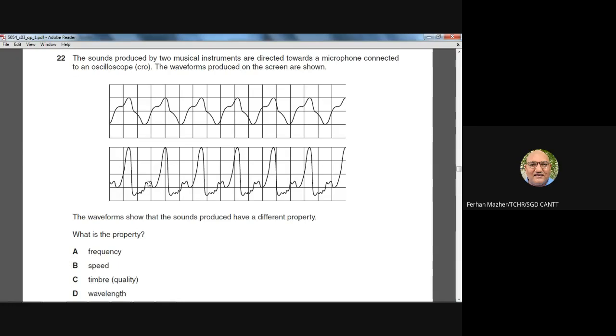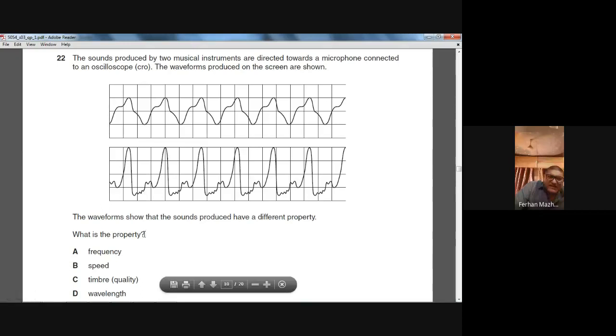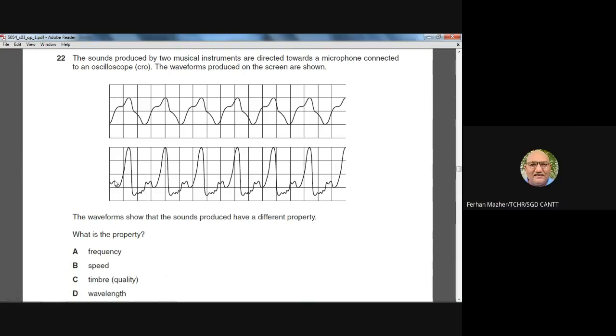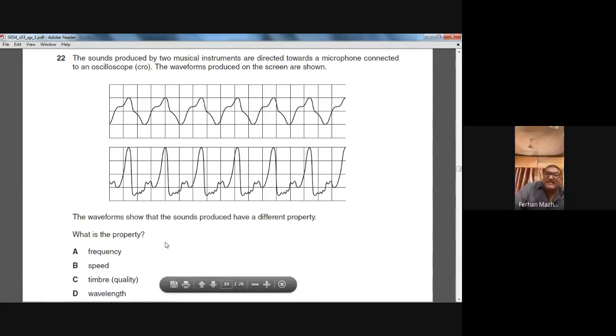So their time period is the same. Their amplitude, their loudness, is different, but in the options, the loudness is not mentioned. And their time period is the same. If their time period is the same, their frequency will be the same.